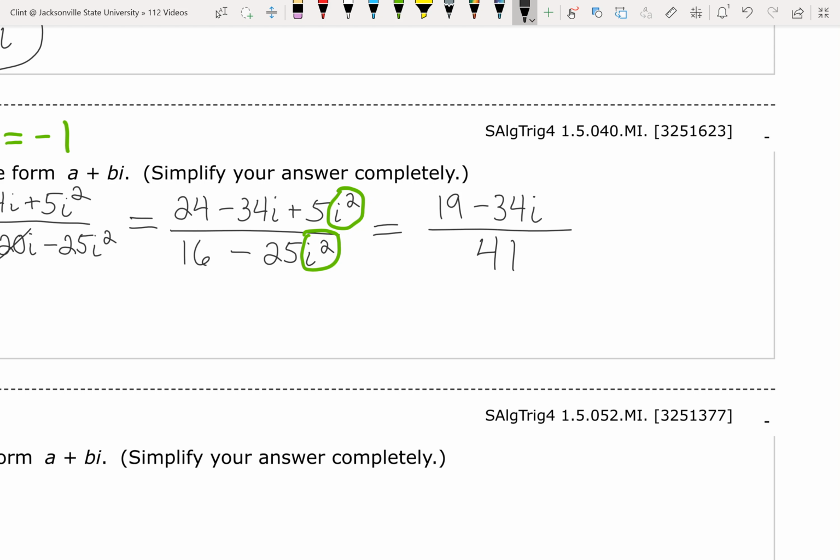And then we just look to make sure that nothing will simplify. It's probably easier to see if you split it up into two fractions. So 19 over 41 minus 34 over 41 i. That's a plus bi form. 19 over 41, that won't simplify. They're both prime numbers. 34 over 41, that won't simplify because 41 is prime. So there we go. Kind of messy, but there's our answer.